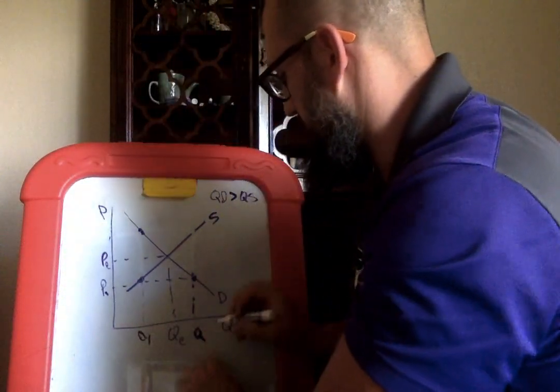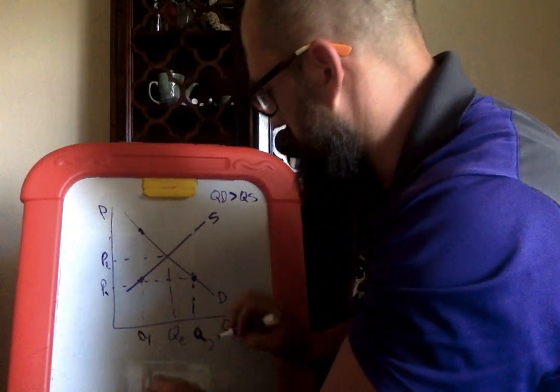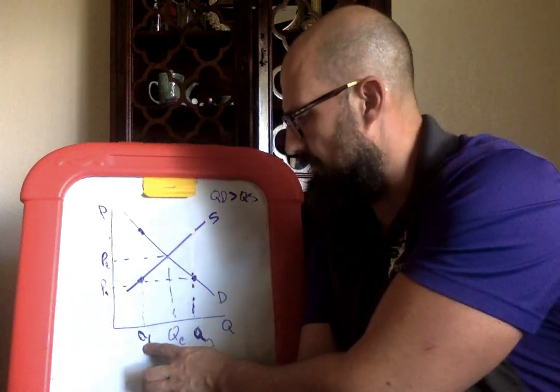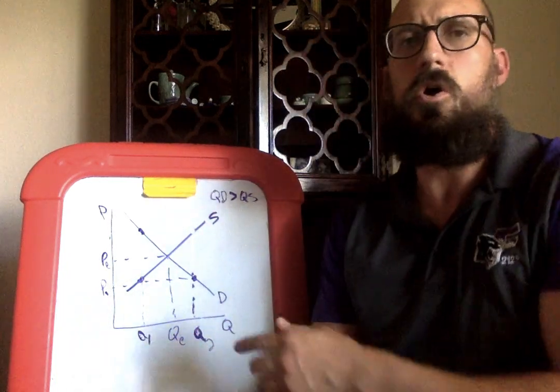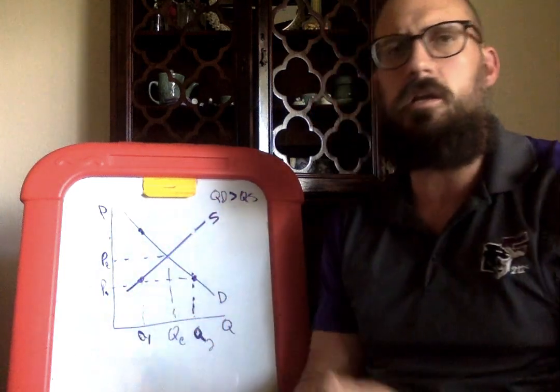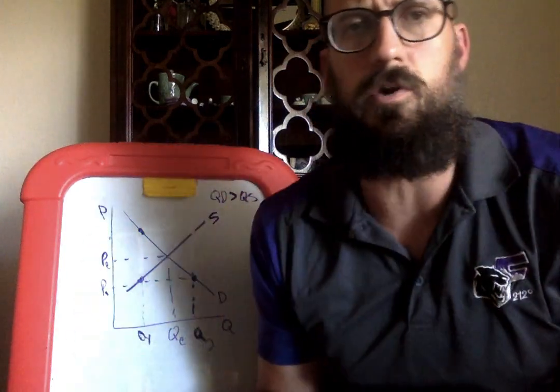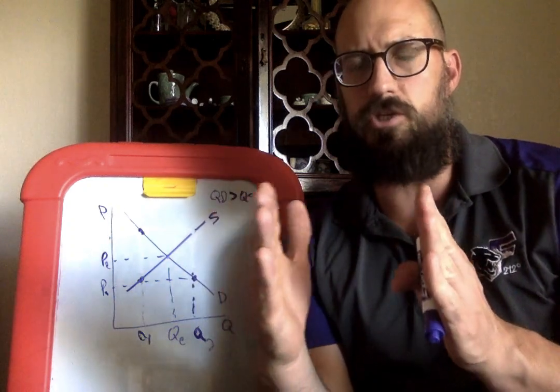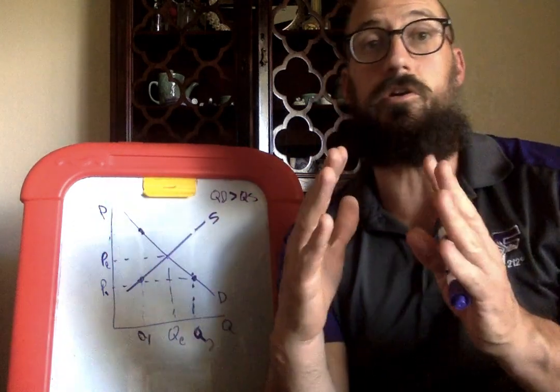And Q sub 2. And then how do we determine how much the shortage is? Well, you determine how much the shortage is by just subtracting Q sub 1 from Q sub 2, right? Or the surplus, same thing. You just take the difference of Q sub 1 and Q sub 2, and that should tell you how much is either being overproduced or underproduced, right?